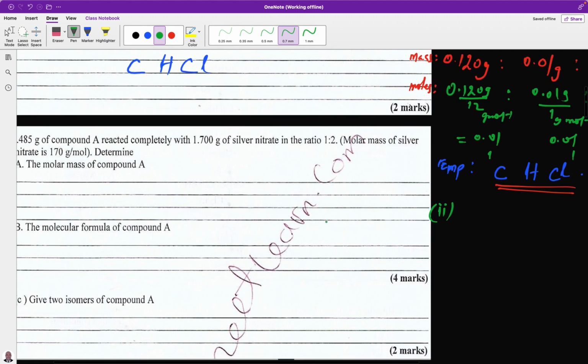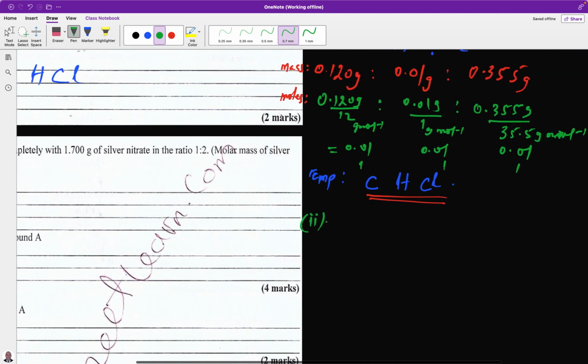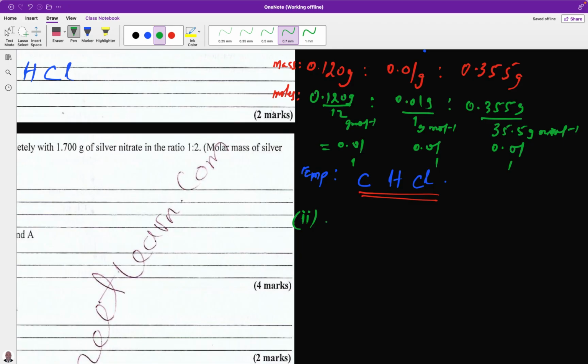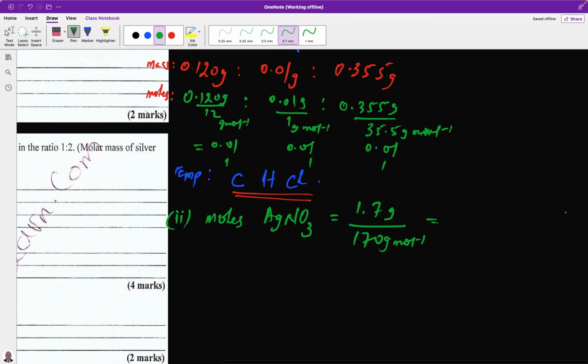So, in order to have the molar mass of A, what do we do? First of all, make use of this information. Moles of silver nitrate. We'll now say the moles of silver nitrate. The mass of silver nitrate was what? 1.7 gram divided by what? By the molar mass of silver nitrate, which is 170 gram per mole. And the number of moles of silver nitrate will be what? It will be 0.01. That's the number of moles of silver nitrate.